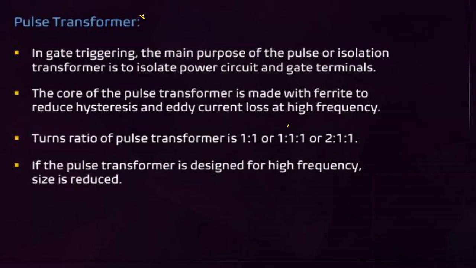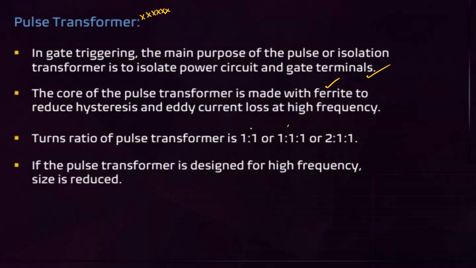Then what is the pulse transformer? What are the observations from the pulse transformer? In gate triggering, the main purpose of using the pulse transformer is to isolate the power circuit and gate. Very important. What is the purpose of using a pulse transformer? To isolate the power circuit and the gate terminals. And one more important point: the core of the pulse transformer is made with a ferrite core. Why are we using a ferrite core? To reduce the hysteresis and eddy current losses at high frequency.